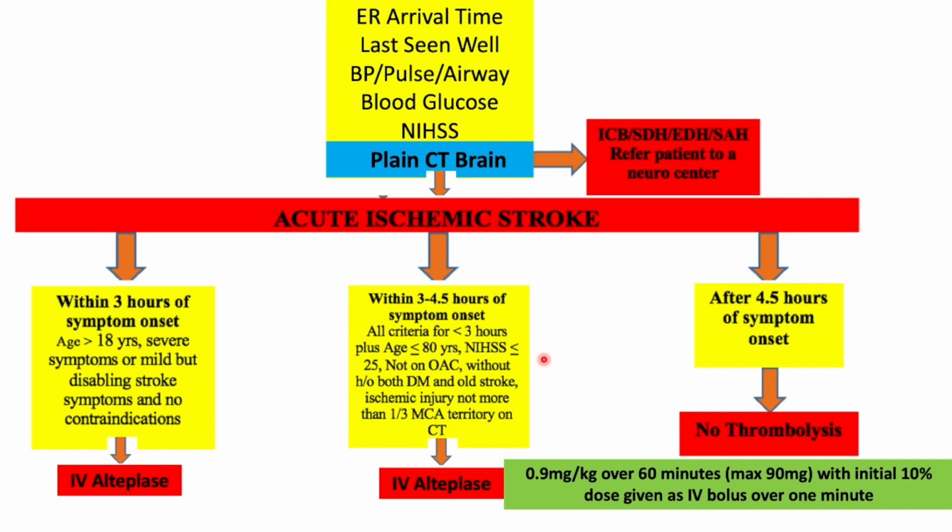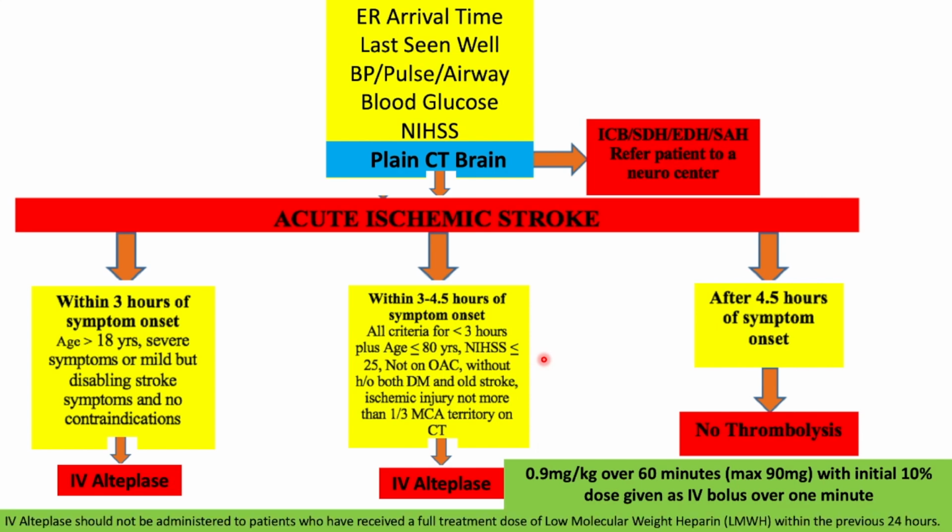So the moment the CT angiogram is finished, the nurse comes and connects the IV alteplase infusion, and the infusion starts. And if there is a large vessel occlusion, we will move the patient to the cath lab with an ongoing drip of alteplase. Now, there is one more caveat: if the patient has had a low molecular weight heparin within the previous 24 hours, then of course IV alteplase is out. You cannot thrombolyze that patient, he will bleed.